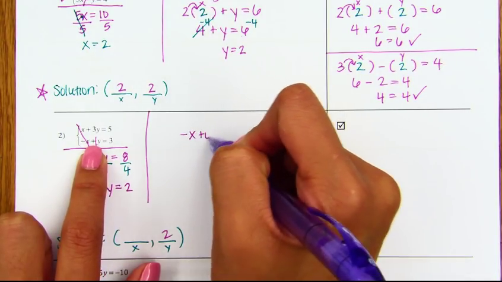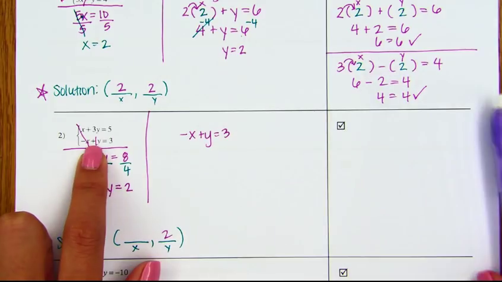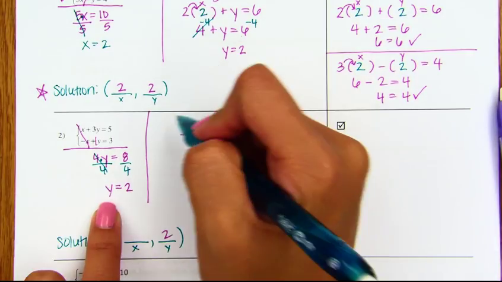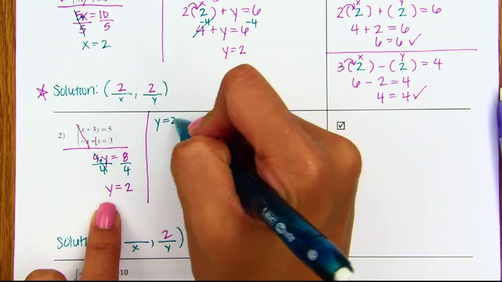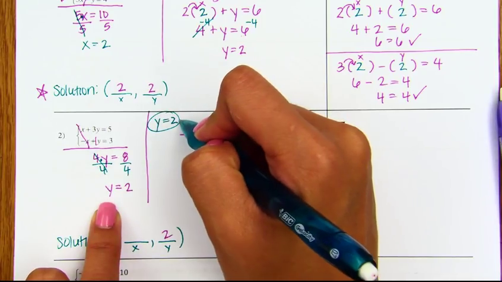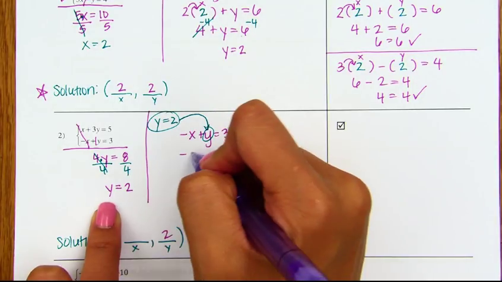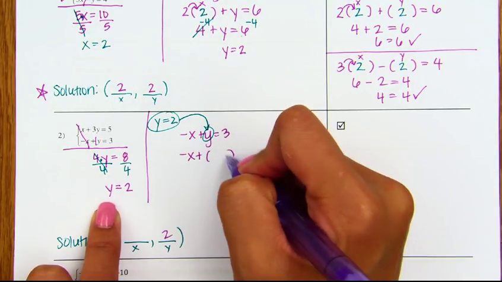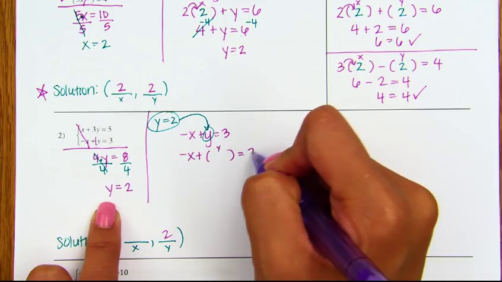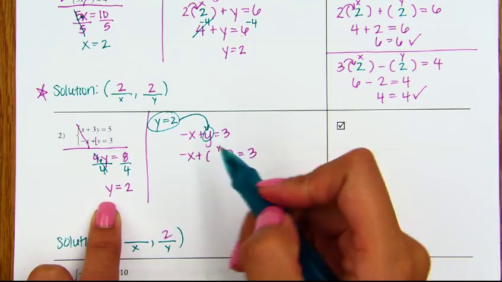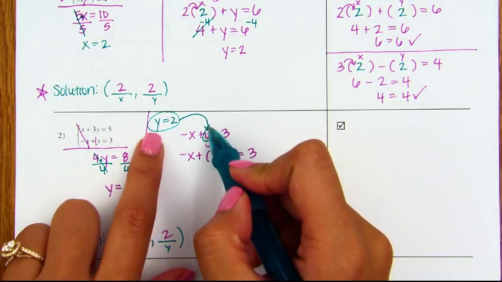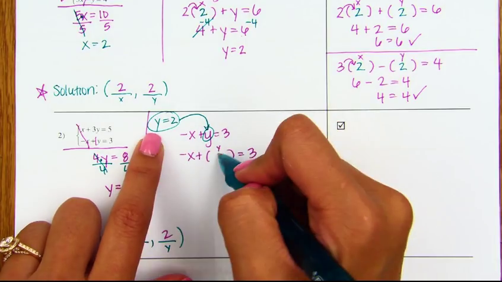Negative x plus y equals 3. As a reminder, let's not forget that y equals 2. So I'm going to go ahead and plug in 2 for y. I'm going to get a negative x plus parentheses for the y to plug in equals 3. So what am I plugging in for y? Well, according to my information here, y is 2.